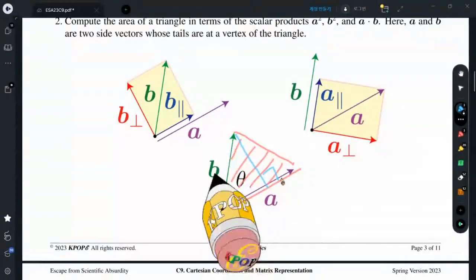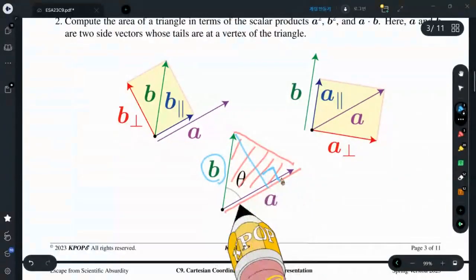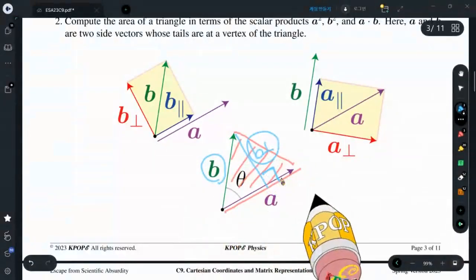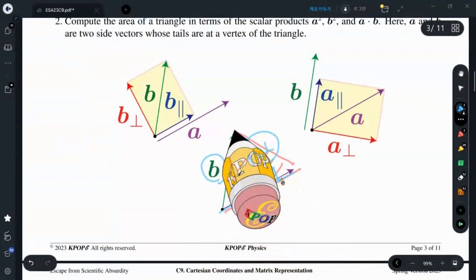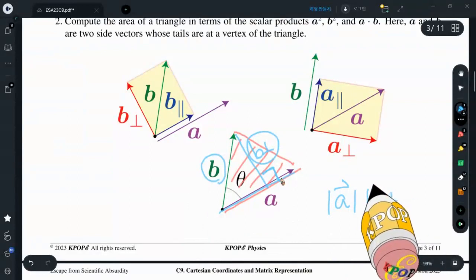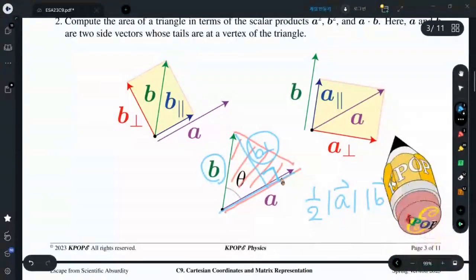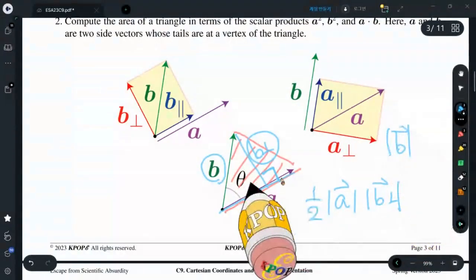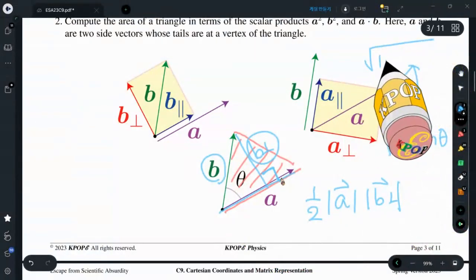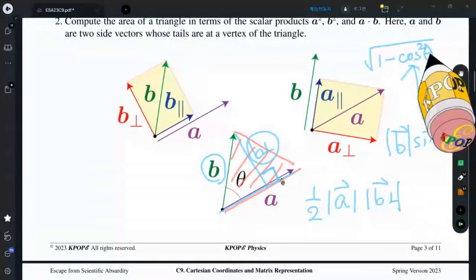That is the B's component that is perpendicular to A. Okay, so we say this is B perp. So area is base times height, A magnitude and B perp magnitude, multiplied by 1/2. So B perp magnitude is B vector magnitude times sine theta, or this sine theta can be computed as square root of 1 minus cosine squared theta, because we know Pythagoras theorem.